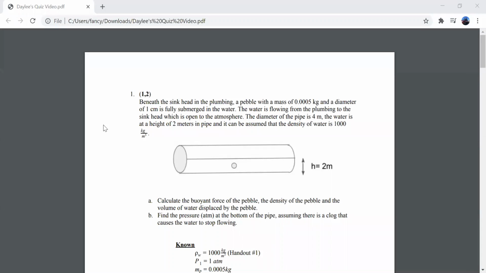Okay, so for this video, I'm going to be talking about topics 1 through 4. This first question looks at topics 1 and 2. Part A uses buoyancy and Part B uses hydrostatics.